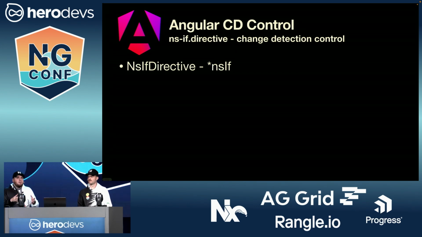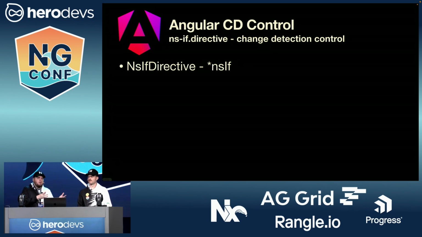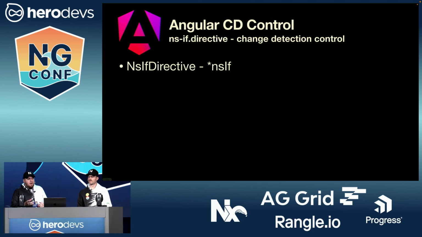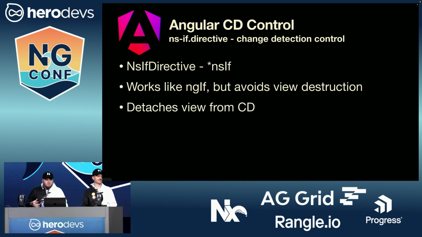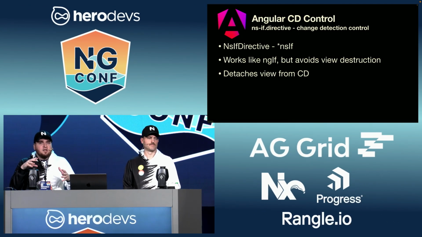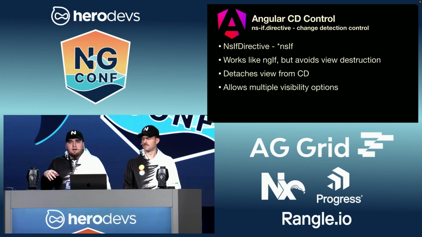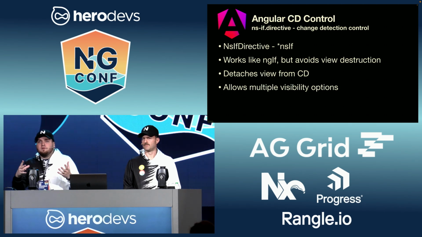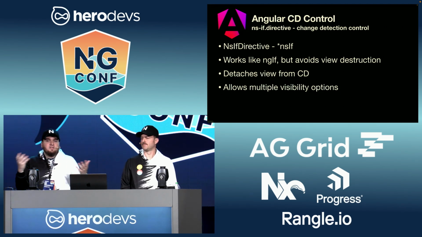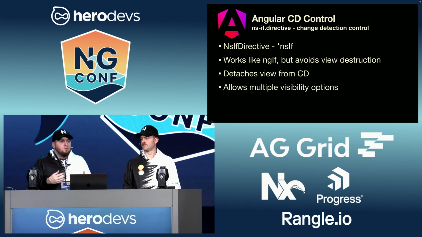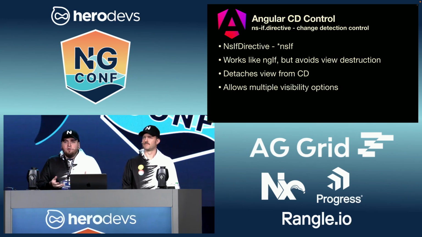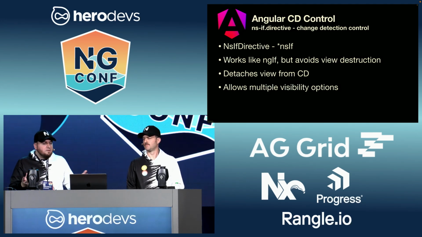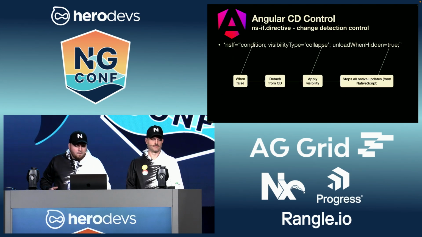We use it in some places in the app, as well as with the control flow syntax. What it does is it works just like ngIf, but it avoids the view destruction that ngIf does. It detaches the view from change detection, and then it allows you to set, when the view is attached, what visibility you want to show. So you want it hidden, so it's just hidden but still affects the layout, or you want it collapsed, so that it doesn't change the layout at all.